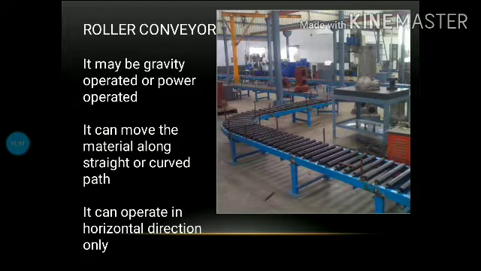Next one, roller conveyor. It may be gravity operated or power operated. If we keep it at a slope, there is no need of power. If you put it top to bottom, automatically it will come down. It comes under gravity. And second one, you can operate it by power also. It can move the material along a straight or curved path. In a straight path or a curved path, we can use it. And this one also, same as belt conveyor, can move only in the horizontal direction.